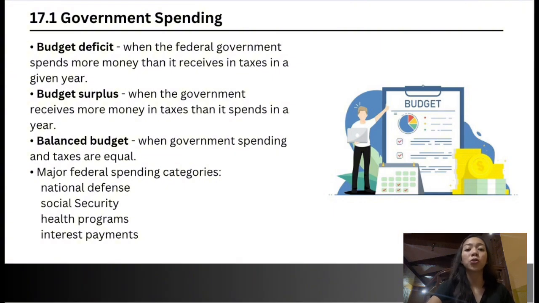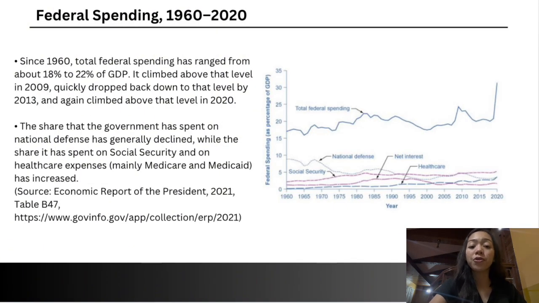And next is the budget surplus. It happens when tax revenues exceed government spending, allowing the government to pay down debts or save for future needs. And next is the balanced budget. A balanced budget is when government spending and tax revenues are equal, meaning no borrowing is needed. Major federal spending categories: government spending is divided into different programs that serve public needs.